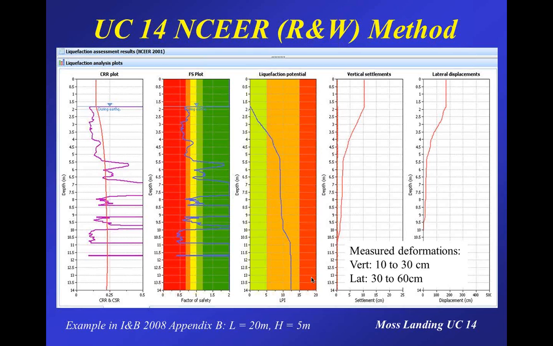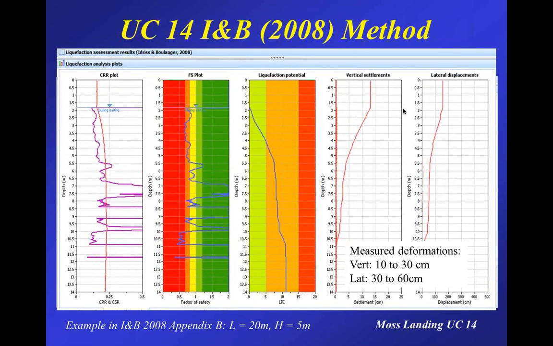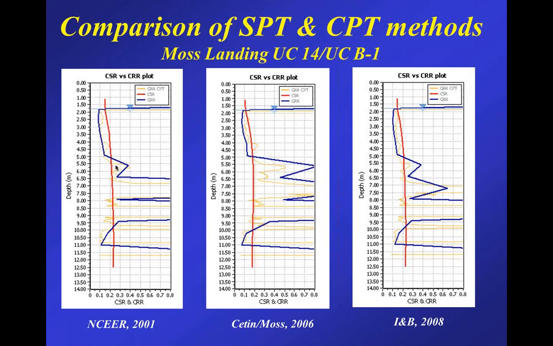You see it's the Robertson and Wride method. Here, very similar results. There are differences, particularly in the deformation. Then an equivalent SPT method, and then the Berkeley group, Idriss and Boulanger, with an SPT approach. And this is just a picture which had a borehole next to it, showing, of course, the SPT has less detail, so you don't get the same level.